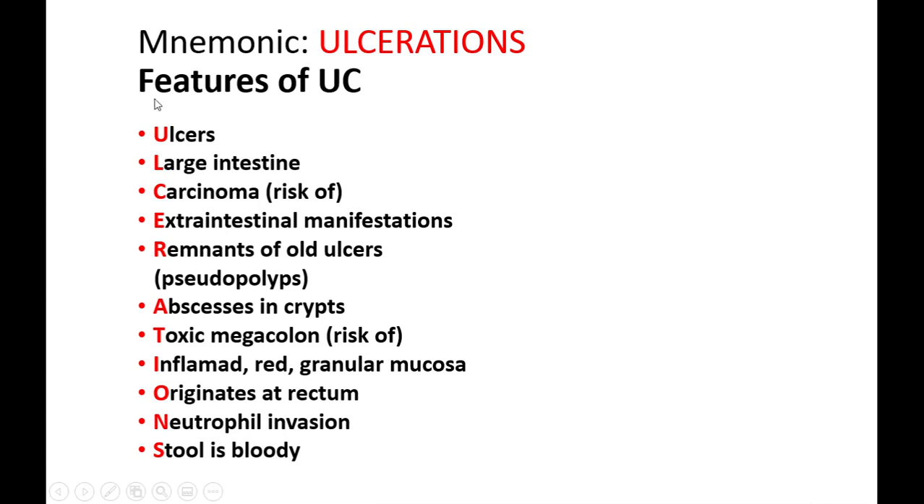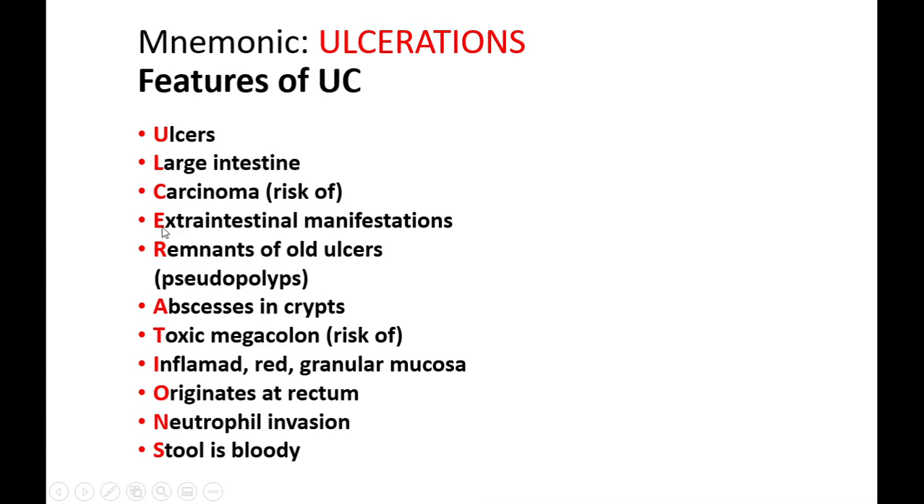There is a mnemonic summary for the features of ulcerative colitis, that is the letters of ulcerations. Ulcerations: ulcers for mucosal ulceration. Large intestine: started in the rectum in an ascending, continuous pattern. The large intestine is affected in 100% of the cases. Carcinoma: there is increased risk of carcinoma.